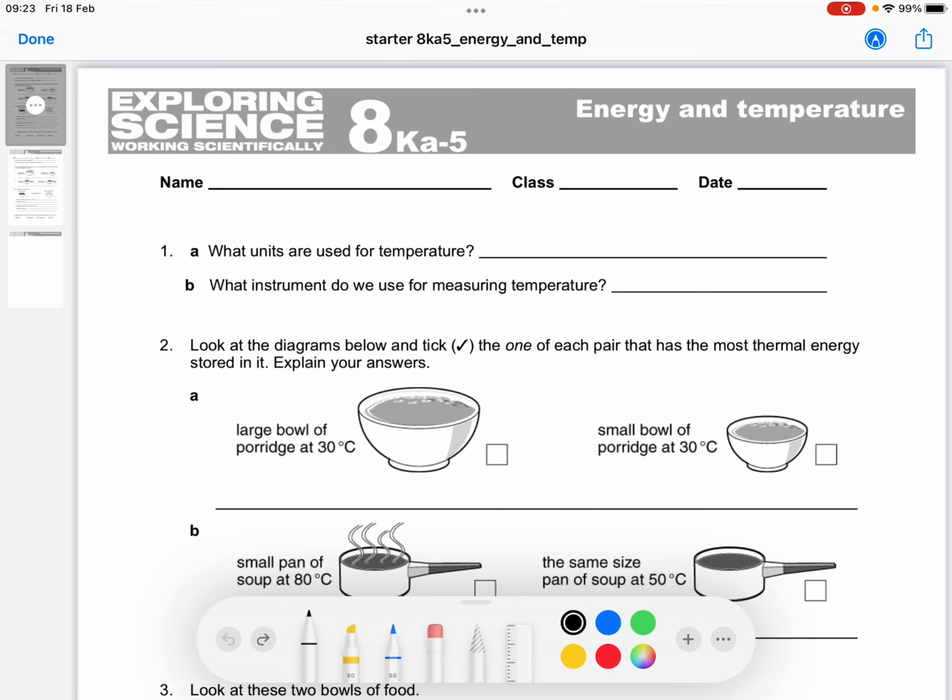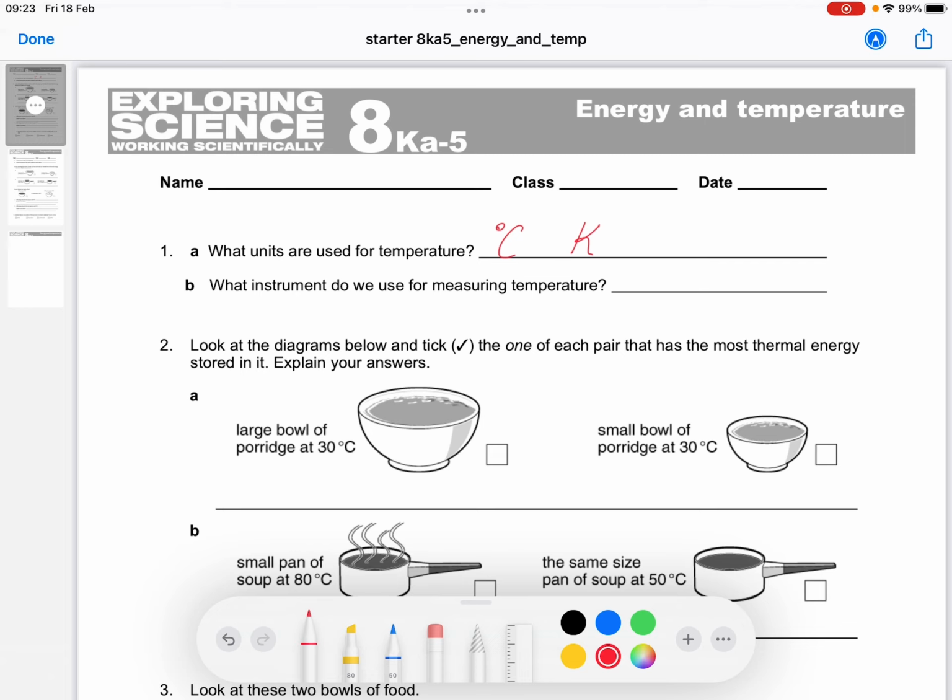So, first one. What units are used for temperature? The most common units that we use for temperature are degrees Celsius. I can just show that with a little circle up there and a big C. You may have also written a K. That stands for Kelvin. Please remember that's Kelvin with an L, not just Kevin. That's another unit that scientists use.